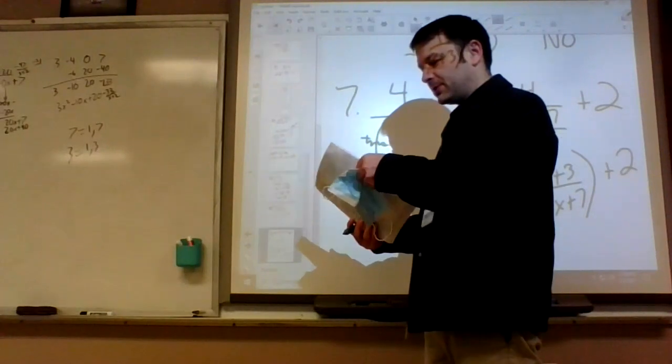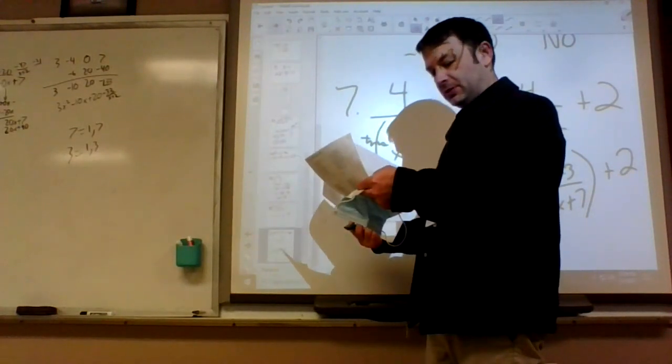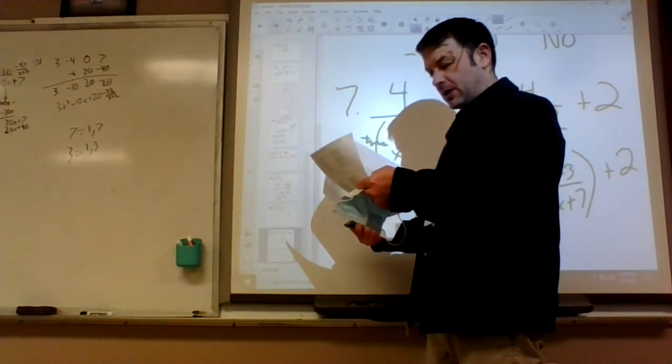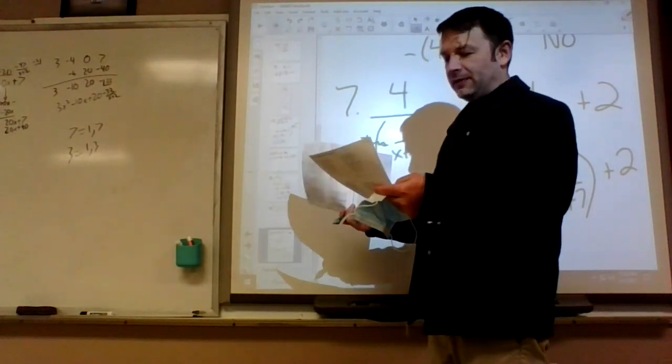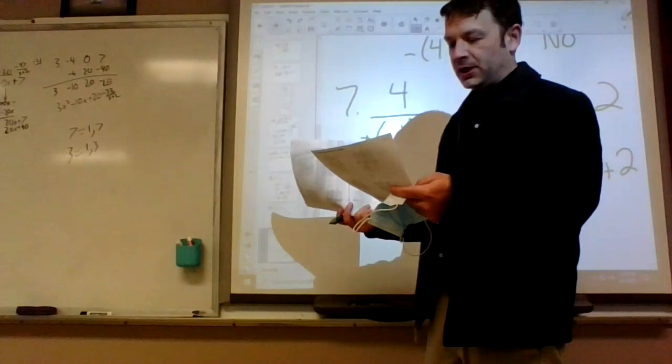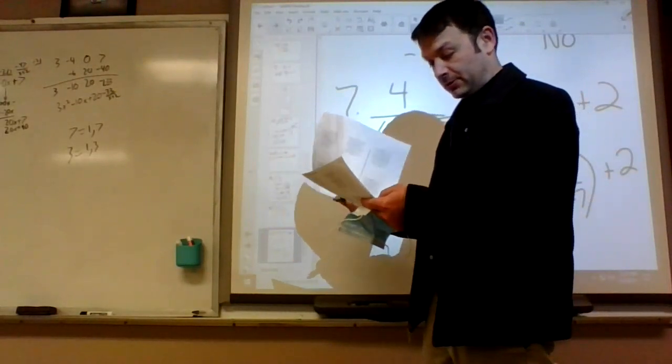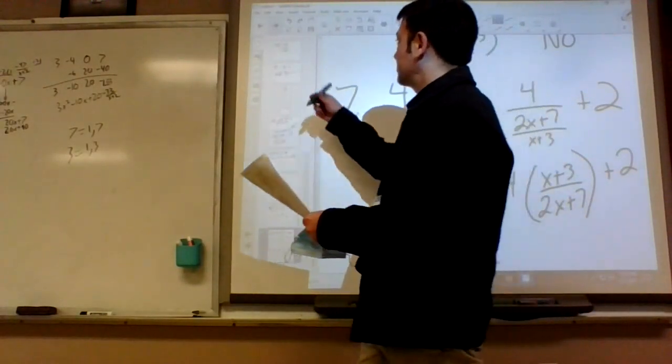Let me see how many yeses there are. That'll probably help you guys. On the odds, we got 1 yes. On the evens, there's 2 yeses and 2 nos. So I'll let you guys know if you're on the right track.